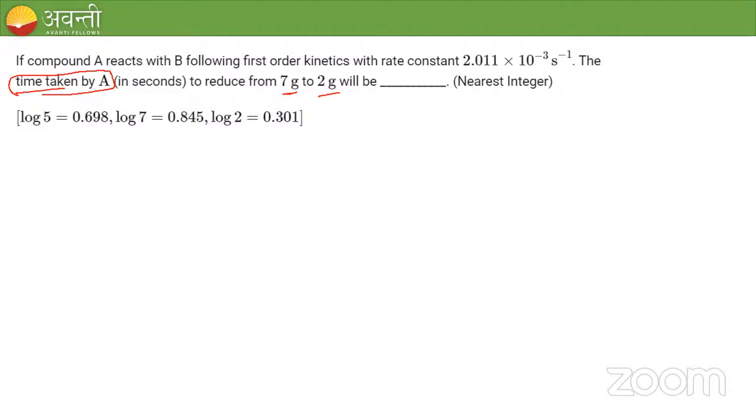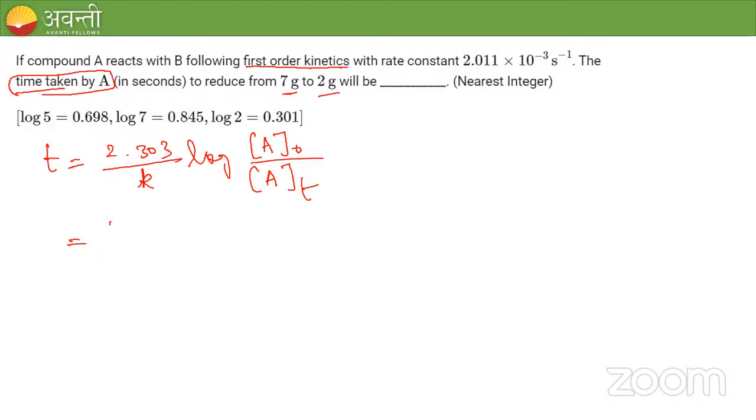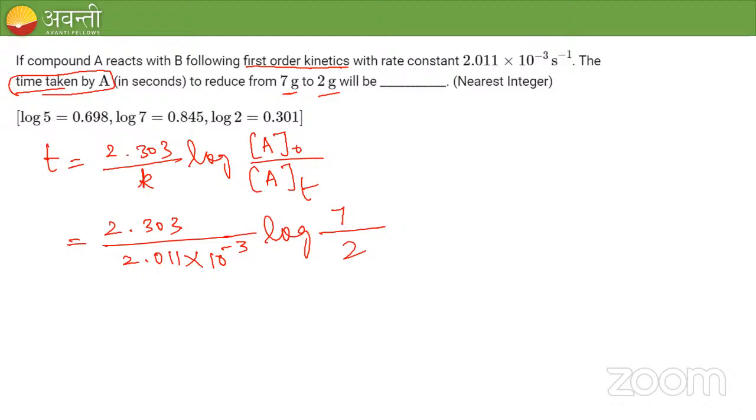Since the reaction follows first order kinetics, we have to take the same equation. t is equal to 2.303 divided by k into log of A naught divided by A t. Substitute all the values. 2.303 divided by the k value, k is 2.011 into 10 power minus 3. So log of, initially we had 7 gram and after some time we had only 2, so 7 by 2.